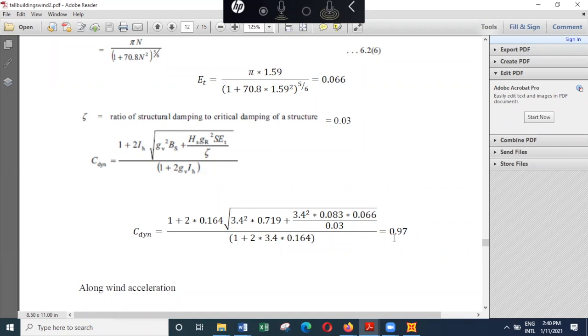But if you get an answer greater than 1, then we have to use that particular value, which means all the wind effects have to be multiplied by that parameter, so that you end up with a slightly higher value than what you calculate without C dynamic. Is that clear? Then you'll ask why we calculated C dynamic.